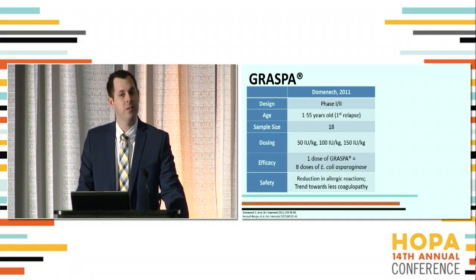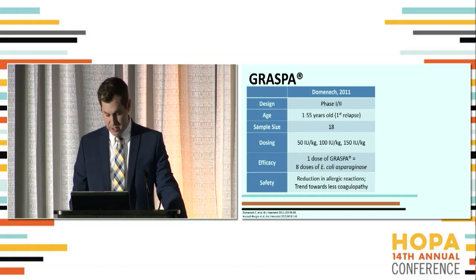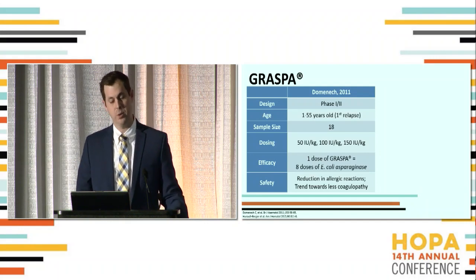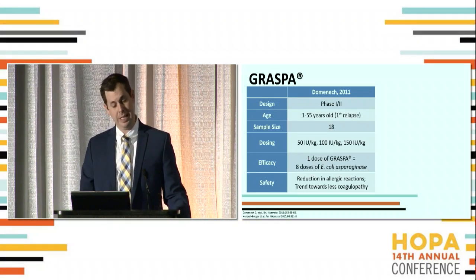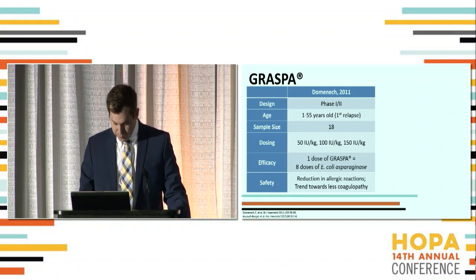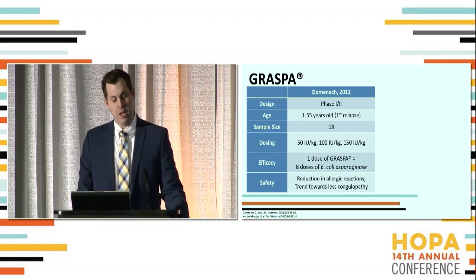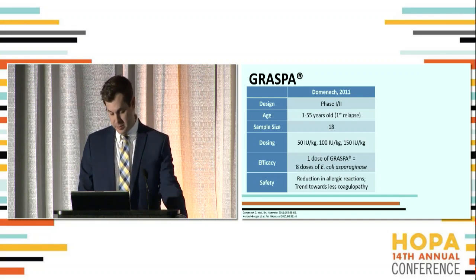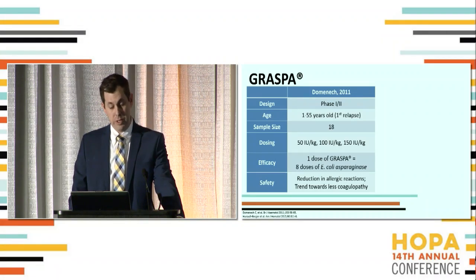When looking at some of the results that have come out so far, our first phase 1/2 study was published in 2011. They looked at patients ages 1 to 55 years of age in their first relapse. They looked at a sample size of 18 patients at 3 different dosing schemas. They looked at doses of 50 international units per kilo, 100 international units per kilo, and 150 international units per kilo. Each patient got 2 doses, 1 dose in induction and 1 dose in consolidation. And they found that 1 dose of Graspa was equal to 8 doses of E. coli asparaginase.